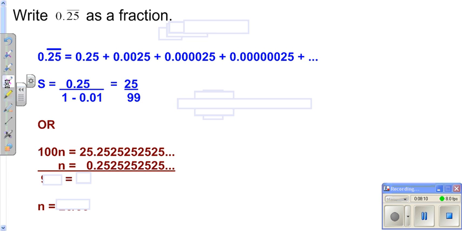Now what we're going to do is subtract this one here from the top one. On the left side, 100n minus 1n. The right side, all this repeating stuff is identical top and bottom, and that's going to drop out, so you get your 25 minus 0 here. So then you still divide and get 25 over 99.